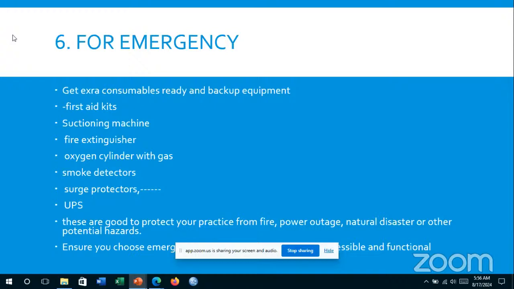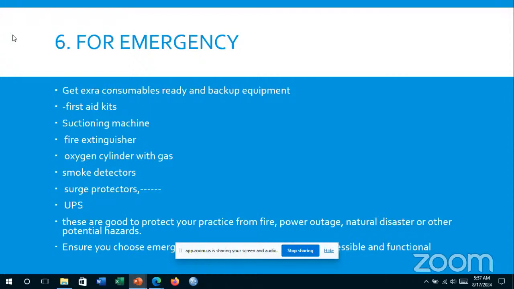Smoke detectors as well, torch protectors, UPS. So where you have started, you will not go back when the Nigerian NEPA takes light. So these are the goods to protect your practice from fire, power outage, natural disaster, or other potential hazards. Just ensure you choose emergency backup that are compliant, accessible, and functional.